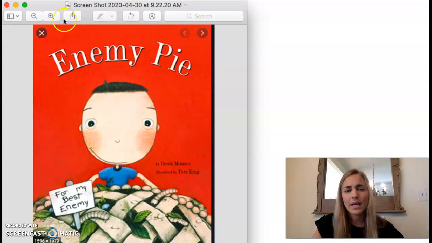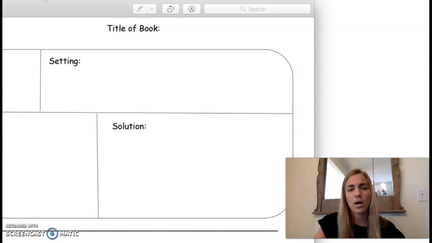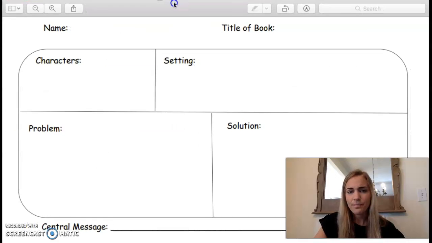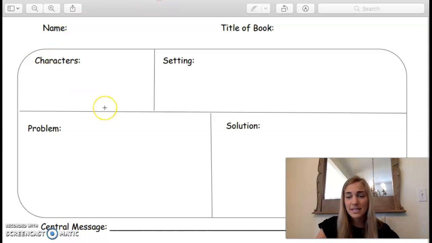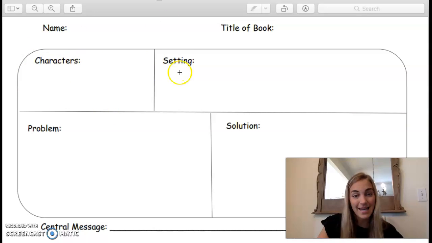And as I'm reading it to you, I want you to be focusing on this chart. This looks a little bit familiar to you guys. We've filled out stuff like this before. I want you to be focusing on those key details in this story so that you can retell it the best way that you can. I want you to focus on the characters, the setting, the problem, and the solution.